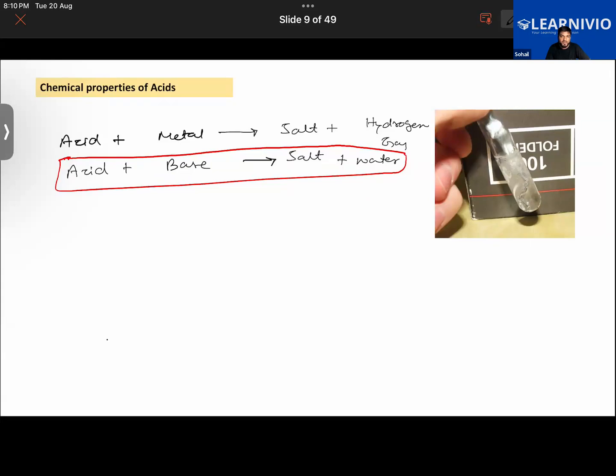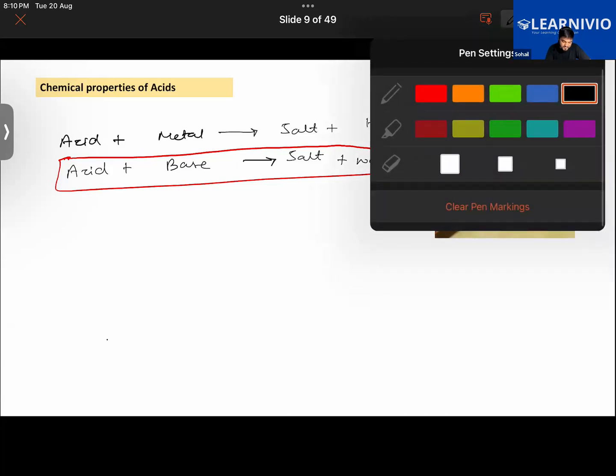Furthermore, as I was saying, acids react with metal. Let us take one such example. Say that we have taken magnesium.